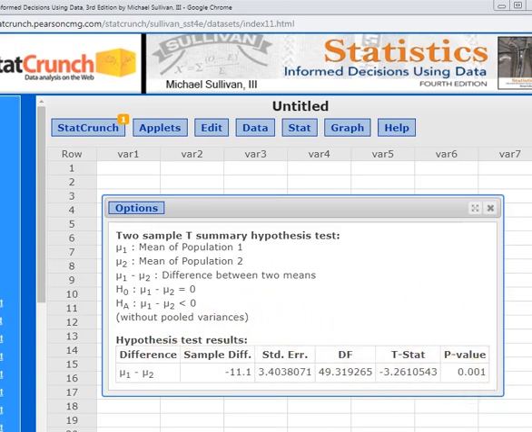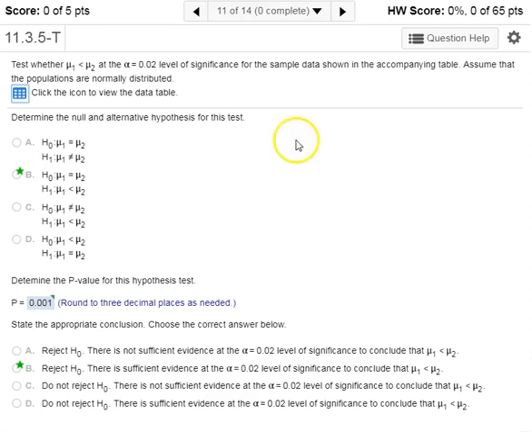And 0.001, that's less than our significance level of 0.02. Anytime our p-value is less than alpha, we reject the null hypothesis. The low p-value like that gives us sufficient evidence to conclude that our alternative hypothesis is correct.